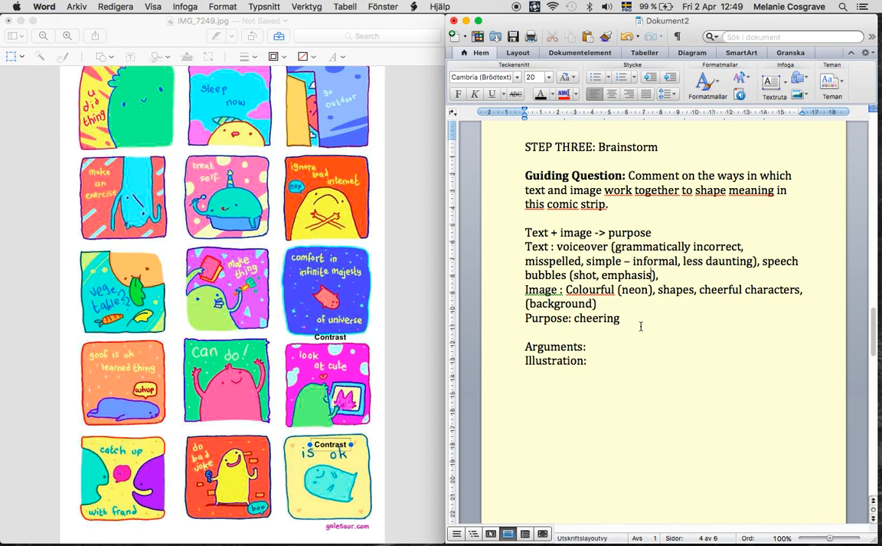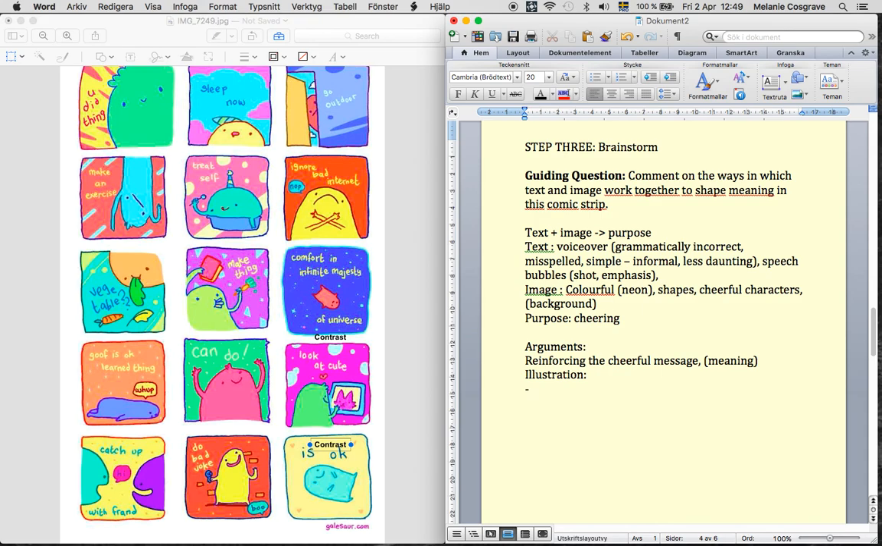So my gut reaction would be that they are working together in order to communicate a cheerful message. They are reinforcing each other. Now, what arguments can I make for that? So they are reinforcing the cheerful message, and they are reinforcing each other's meaning as well. What illustrations can I have? So I'm going to combine illustrations and arguments here.